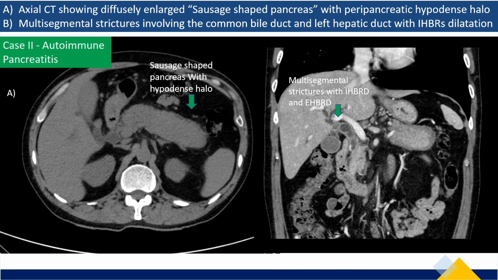It is the same patient. First image is axial plane CT showing sausage-shaped pancreas with hypodense halo. Second image is contrast-enhanced CT coronal section showing multisegmental strictures of the CBD with intrahepatic and extrahepatic biliary radical dilatation.